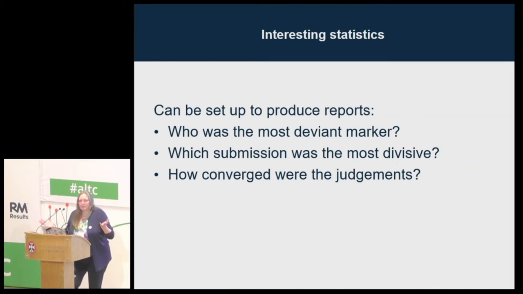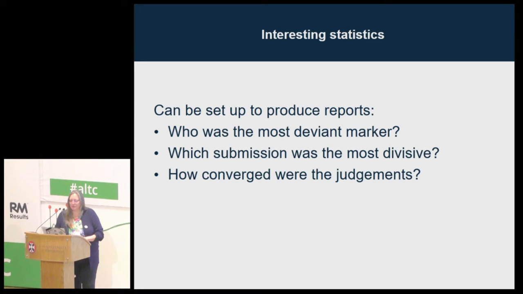Some interesting stats. Well, we can get some interesting reports out of it if we wanted to write them. So we could set the software up to say, who was the most deviant marker? Sometimes you have a marker who's a bit problematic. Everybody else maybe is judging something to be good, and they're judging it to be really bad. Well, you might want to look at this marker and take them out, or you might want to look at this marker and say, what is this marker seeing that everybody else is missing? So you can get that sort of information out of it.